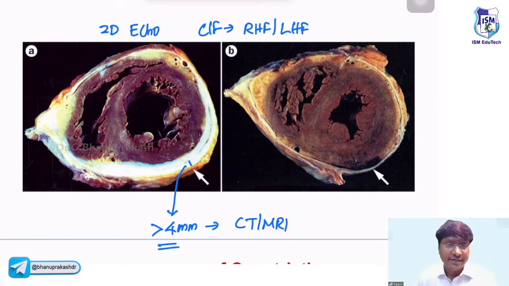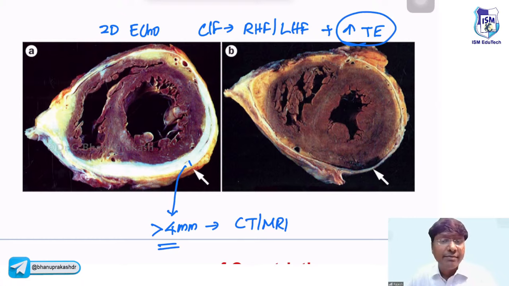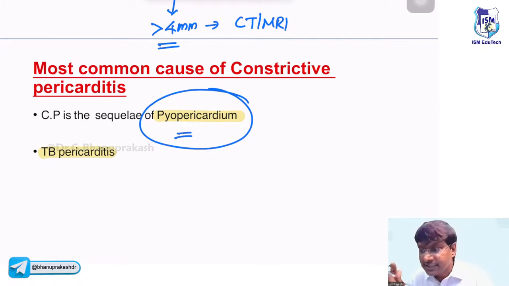Along with that, patients with constrictive pericarditis have an increased risk of thromboembolic events. And what is the most common cause of constrictive pericarditis? It is a sequela of pyopericardium and as well as tuberculosis. These are the causes of constrictive pericarditis.